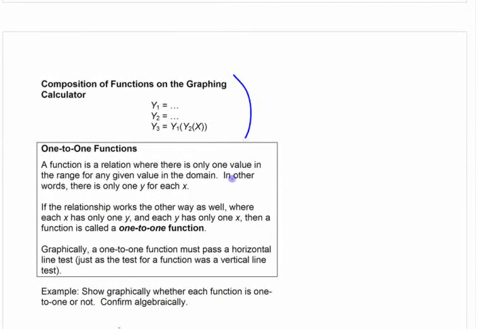Composition of functions on the graphing calculator. If you want to teach yourself this, all it's going to do is save you some button pushing, right? Like if you've got two functions here and you don't want to write the whole thing out again, you can do that. You can experiment with that yourself if you want.